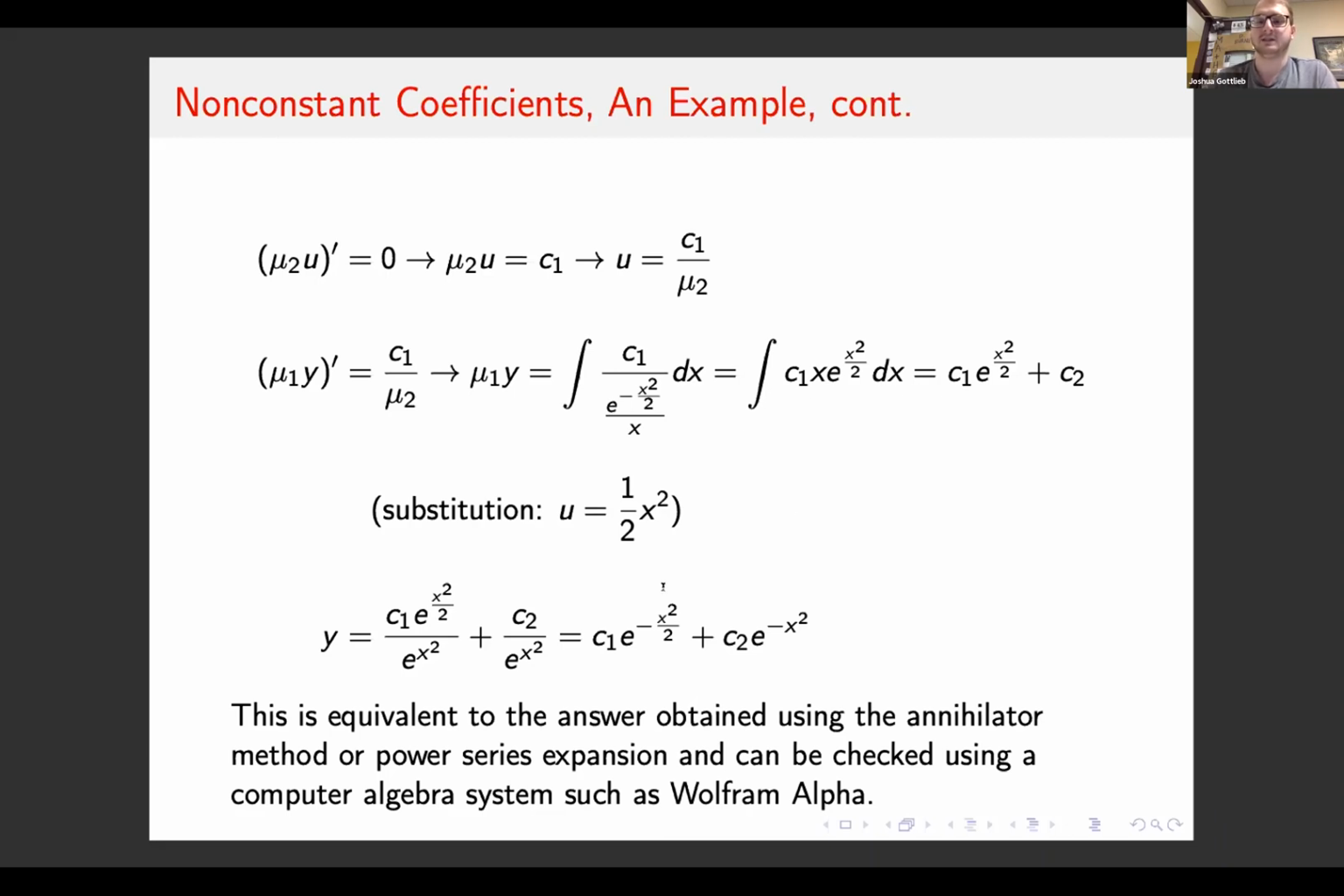So this gets us finally to our answer, with y equals c1 e to the x squared over 2 all over e to the x squared plus c2 over e to the x squared, or rewriting it by combining all the powers, we get c1 e to the negative x squared over 2 plus c2 e to the negative x squared. This answer is equivalent to what you would get using the annihilator method or power series expansion, and can be checked by putting it into a computer algebra system such as Wolfram Alpha.